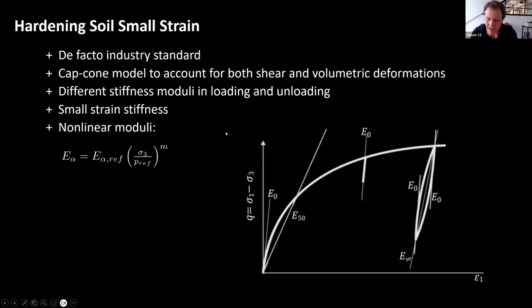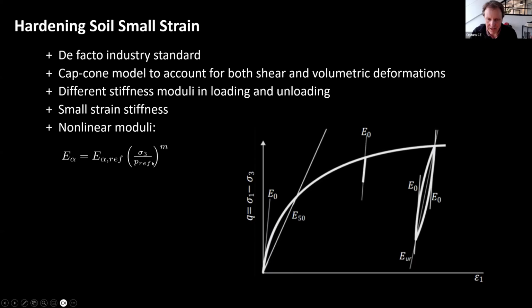But I think the main effect, what really makes it different from Mohr-Coulomb, is the nonlinearity of the stress-strain curve, and also the moduli that enter into the equation as input. So say E50 is also in itself stress dependent. So it follows this formula here, where alpha is supposed to be, they all follow the same kind of rule. But let's say it was E50.